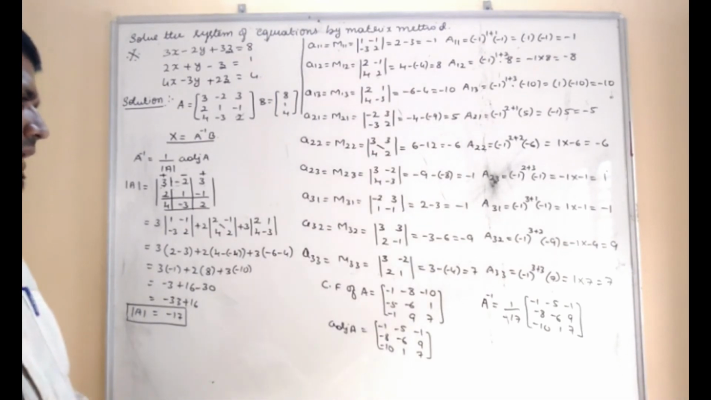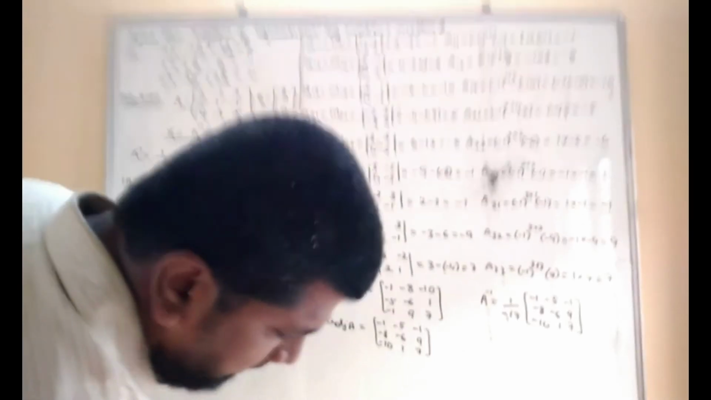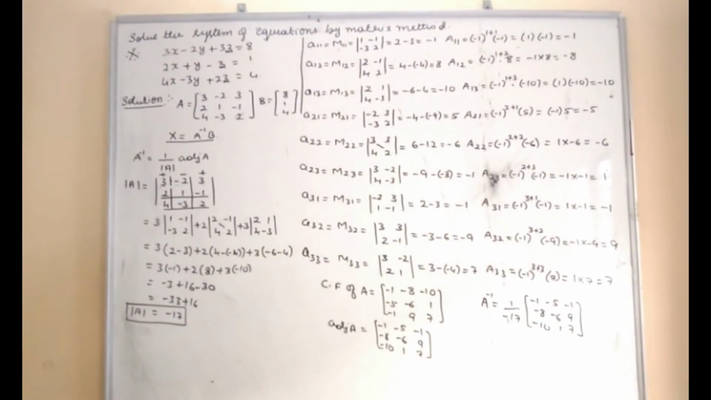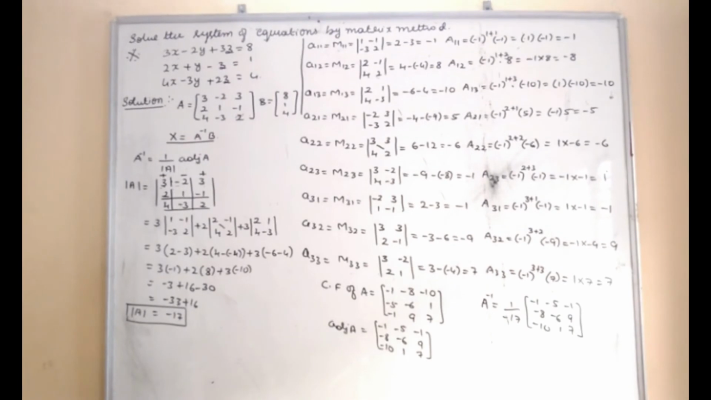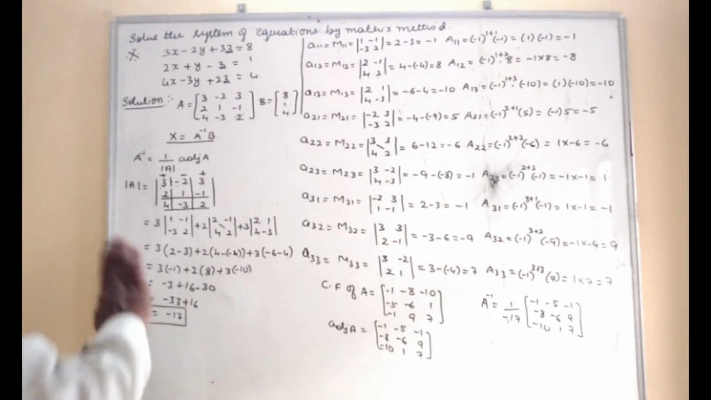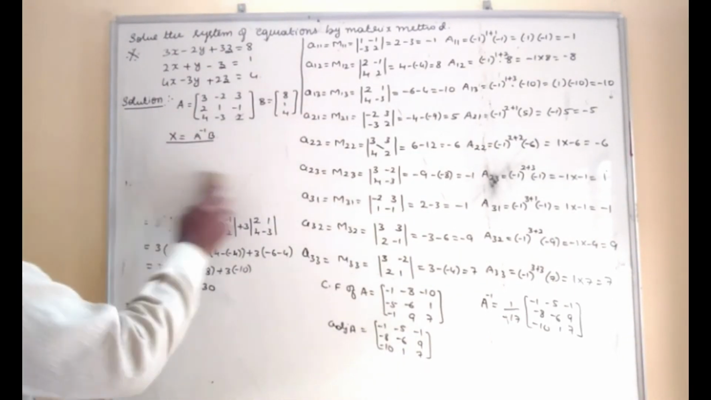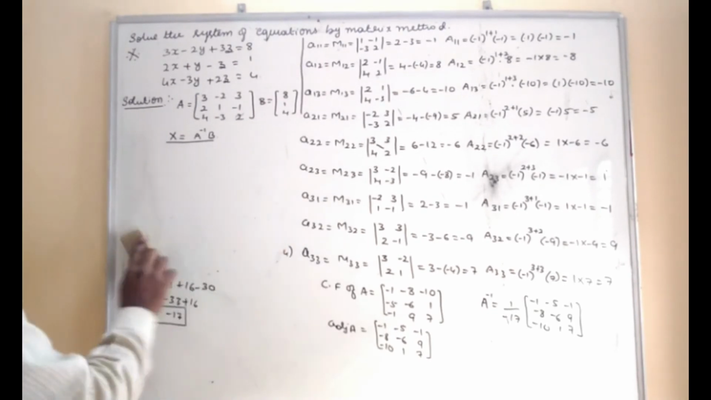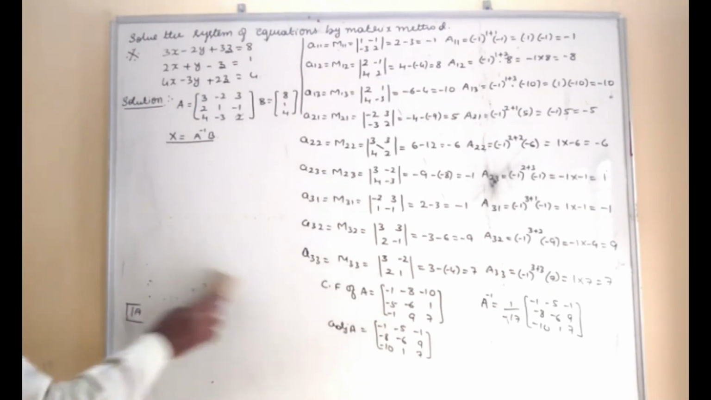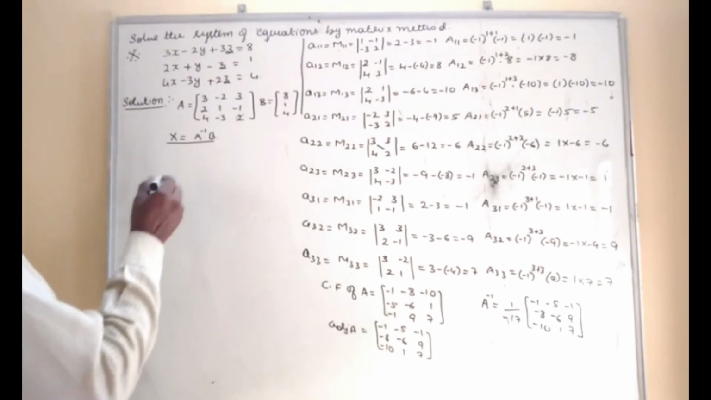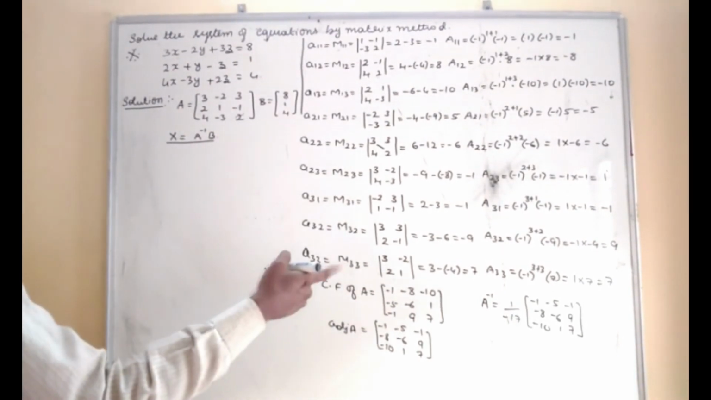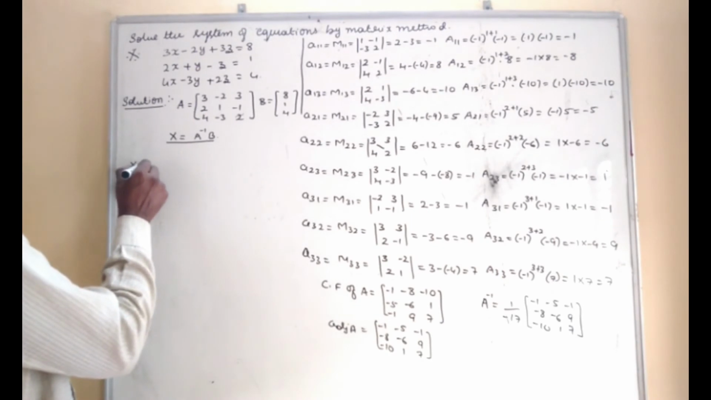Now let us find the solution by the matrix method using the formula. I will erase this one and we will continue here. So here x is equal to A inverse into B. We got the inverse. Let us find x is equal to A inverse B.